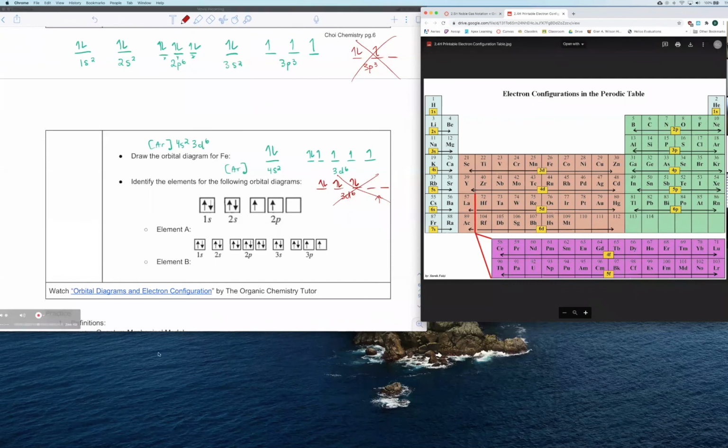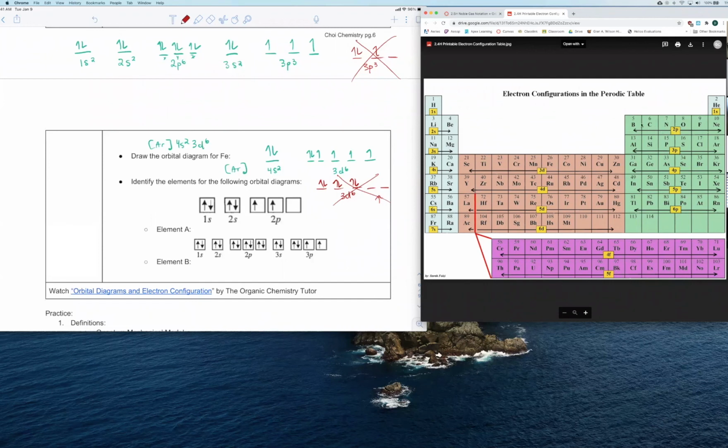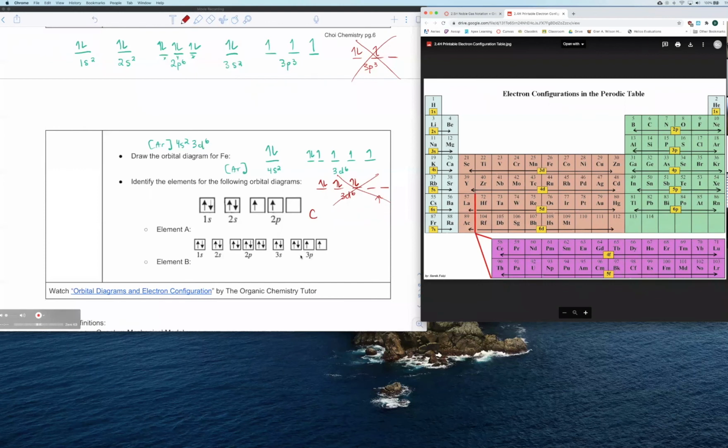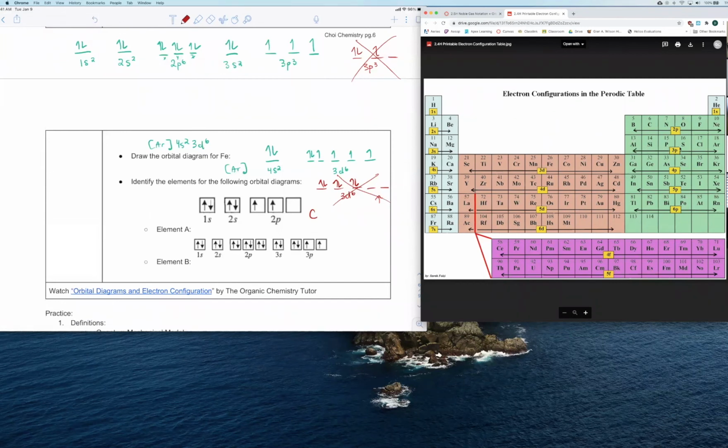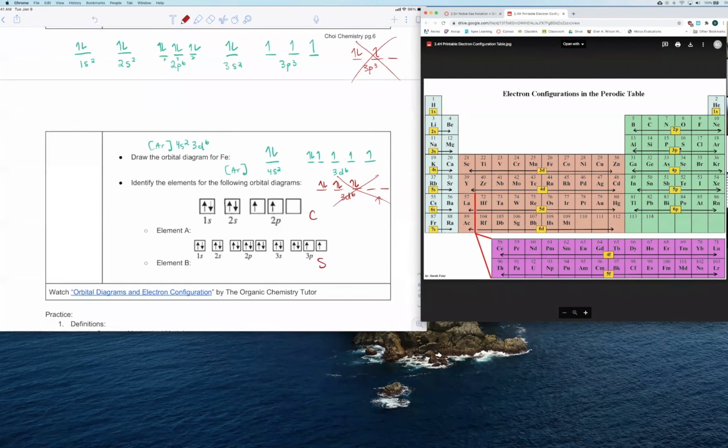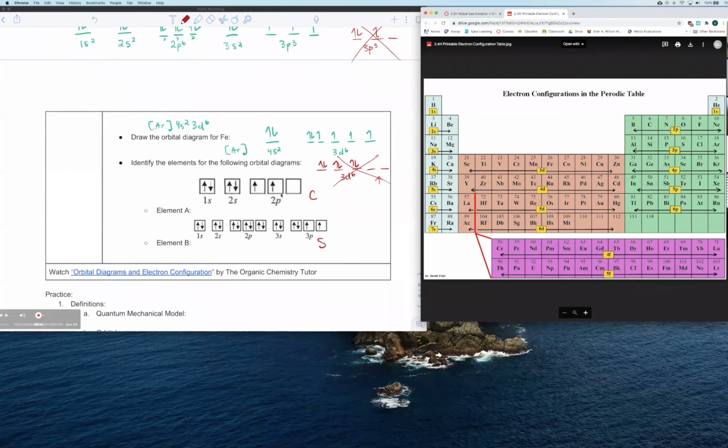Okay, so these ones are pretty easy. You can see, right? You just look at the last part of the orbital diagram. So this would be 2p2. So if you look here, 2p2 would be carbon. And then same thing for element B. Here we have 3p4, right? 4 electrons. So that would be 3p4, sulfur. But you can see they did these orbital diagrams correctly because they put them in separate orientations or orbitals first before they start pairing them up.